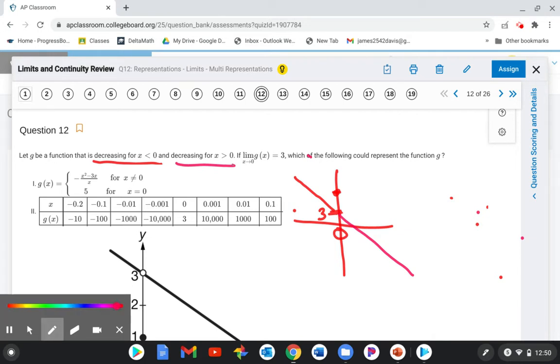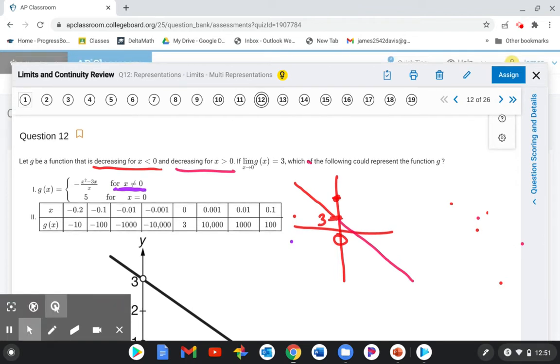All right, so let's look at condition 1. So for values less than 0, we're going to plug it into here. So I basically have to plug in some values and make sure that they're going down as we get closer to 0. Basically, as we plug in bigger values, they're getting smaller. So we need some space here. So this is for 1.